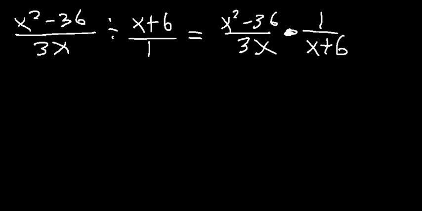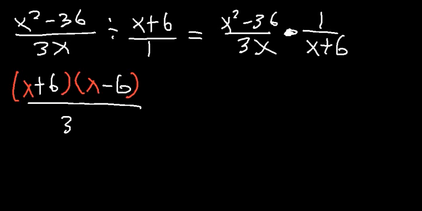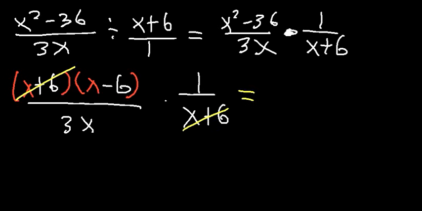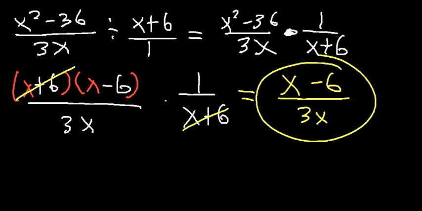Now, x squared minus 36 is the difference of perfect squares. The square root of x squared is x, and the square root of 36 is 6, and then a plus and a minus. So all we can do in this problem is cancel the x plus 6 values. What we have left over is x minus 6 divided by 3x, and that is the answer.